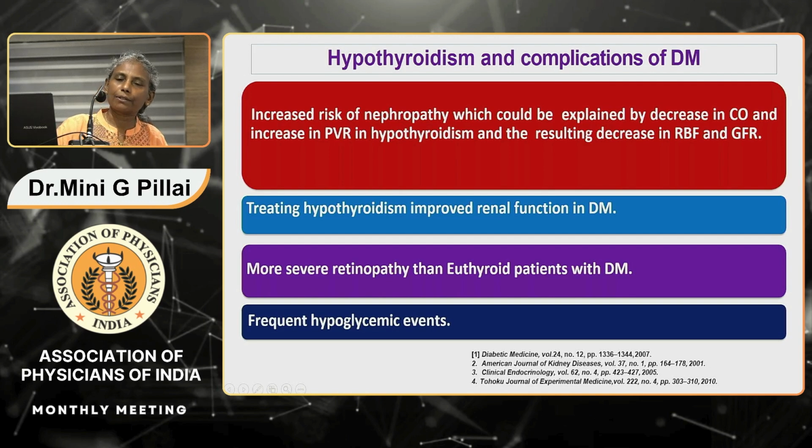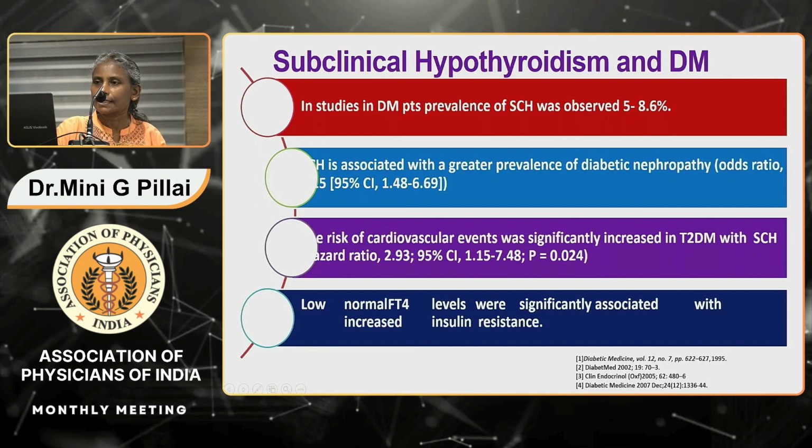I am sure all of you would have seen overt hypothyroidism with TSH more than 150 at presentation. Creatinine is many a times slightly high, and this reverses with treatment of hypothyroidism. And more severe retinopathy than euthyroid patients. This already we saw in a study. And again hypoglycemia also I mentioned already. There is increased risk for hypoglycemia in patients with hypothyroidism.